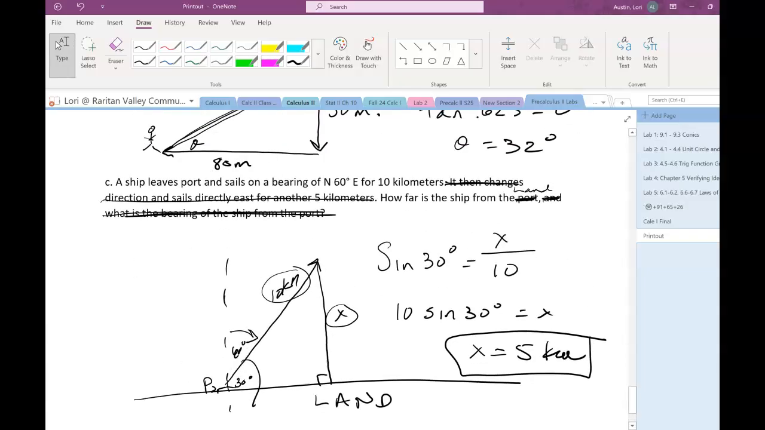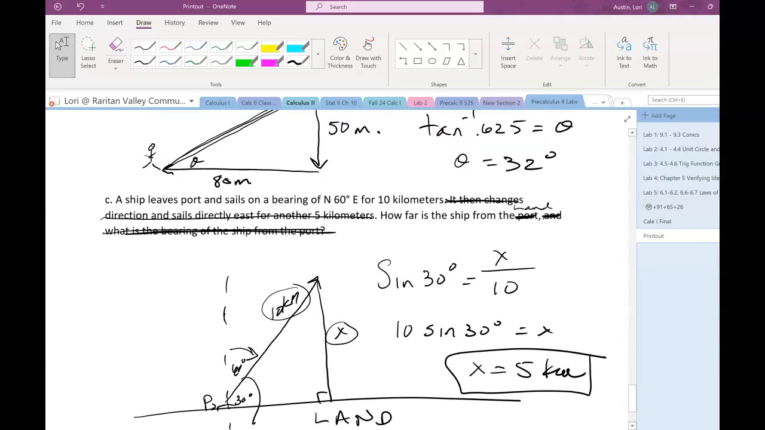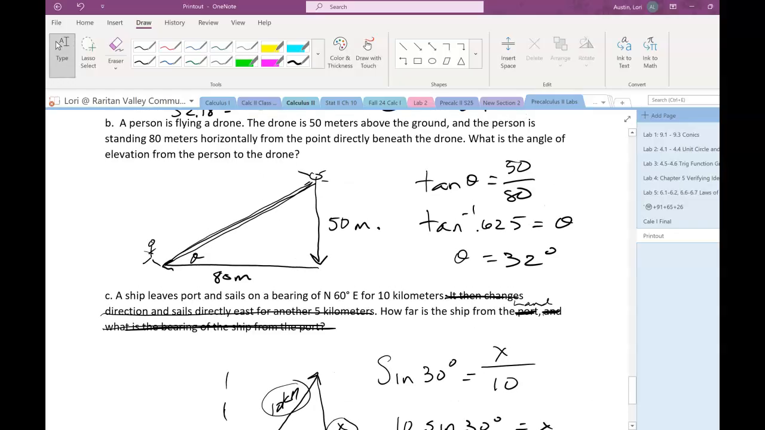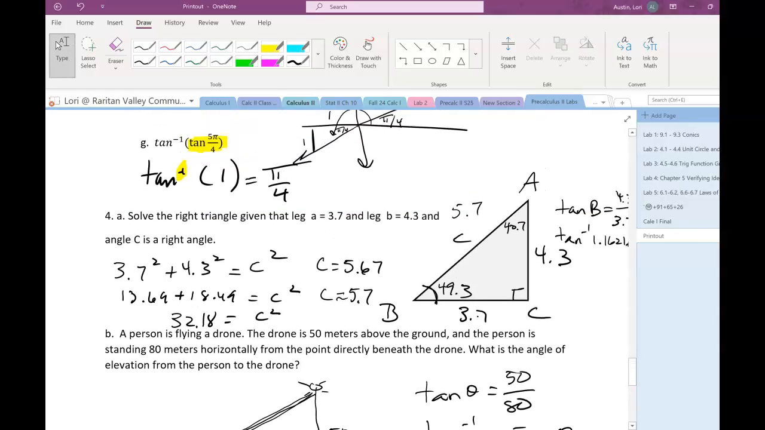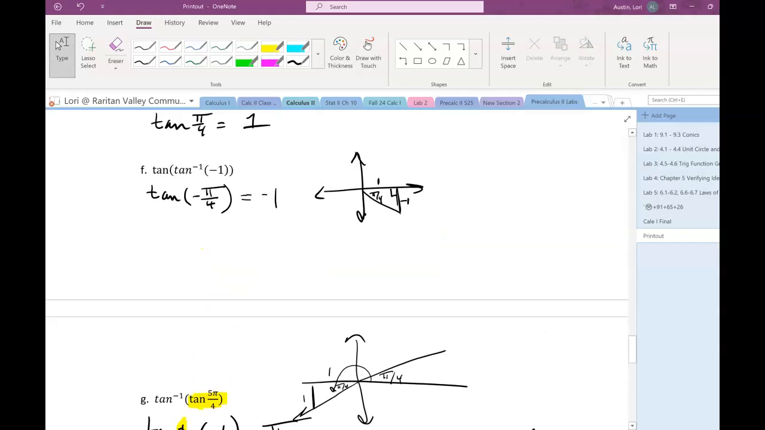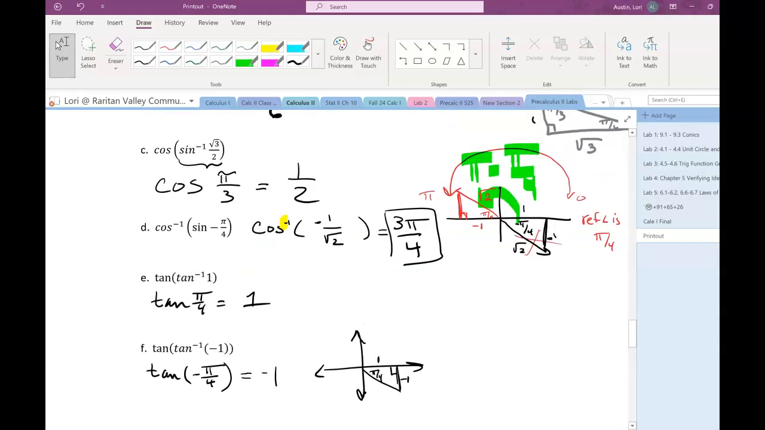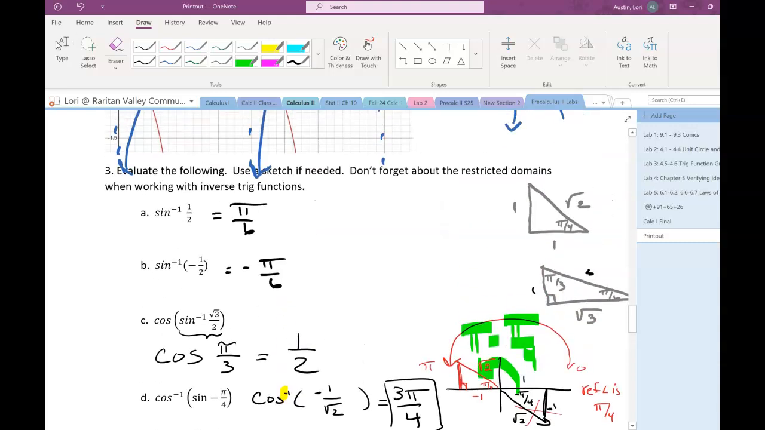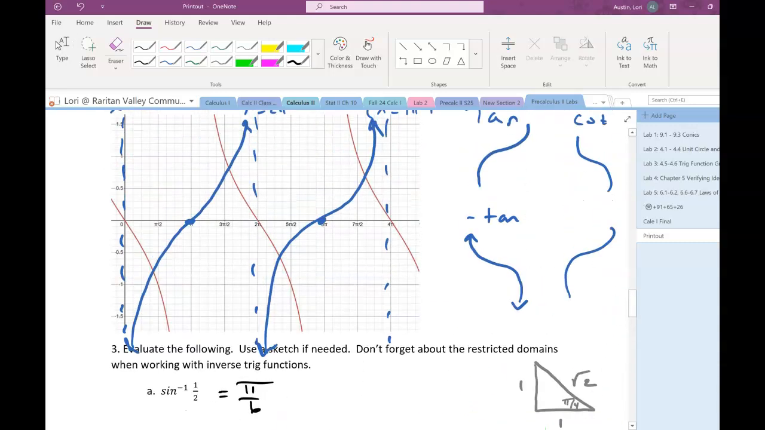So good luck on your test. Please do make sure you show work, you show the trig functions that you're using for the application problems, even for solving the triangle. Remember, diagrams are incredibly useful to you while you are working out this group of problems.